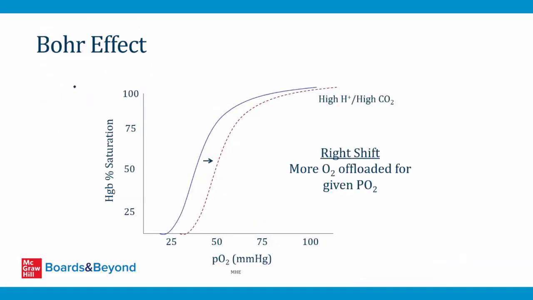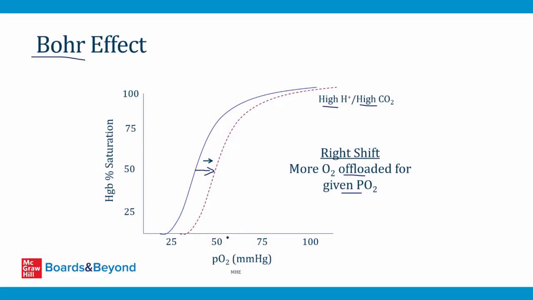And so on this slide is an oxygen hemoglobin dissociation curve that is shifted to the right from the blue line to the red dotted line. And the Bohr effect simply describes why this shift happens. The high H+ and the high CO2 cause hemoglobin to change its conformation and shift to the right. That means that you're going to get more O2 unloading for any PO2.